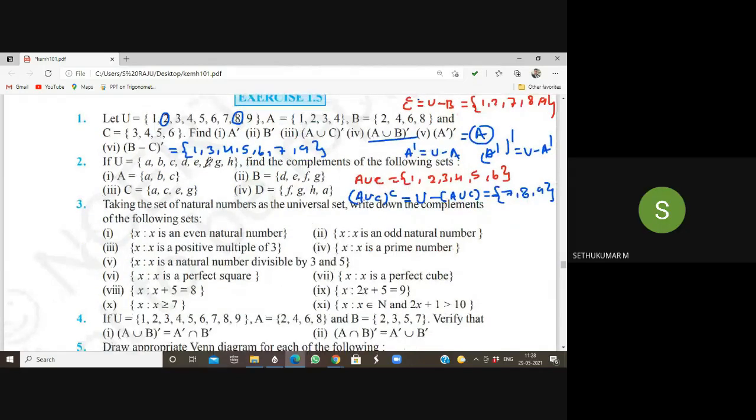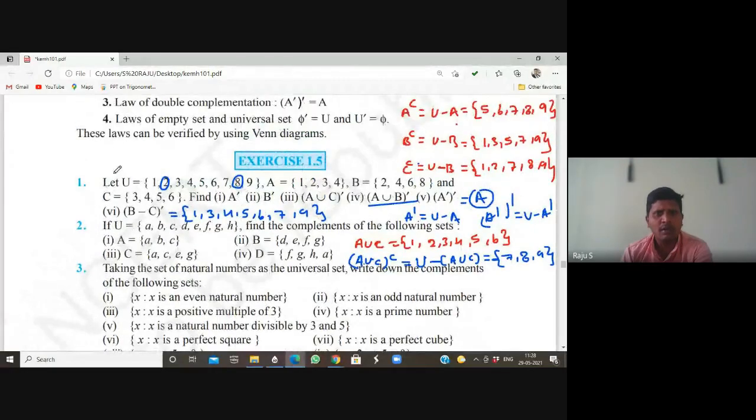Sir, 4 and 6 should not come now, sir, for the last one. First, what is B minus C? B elements other than C. Like here, the common 4, 4 cancel, 6, 6 cancel. The B minus C is B elements, that is 2, 8. This 2 and 8 we can remove from U. This is the right answer only, because universal minus B minus C is the complement. Yes, sir.